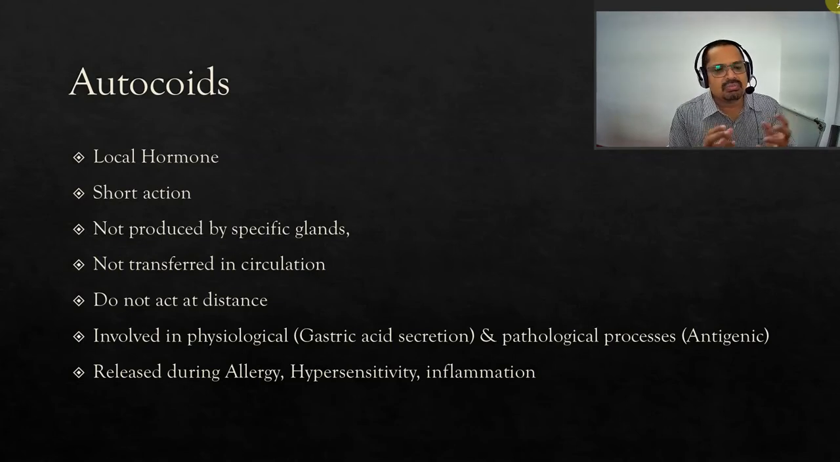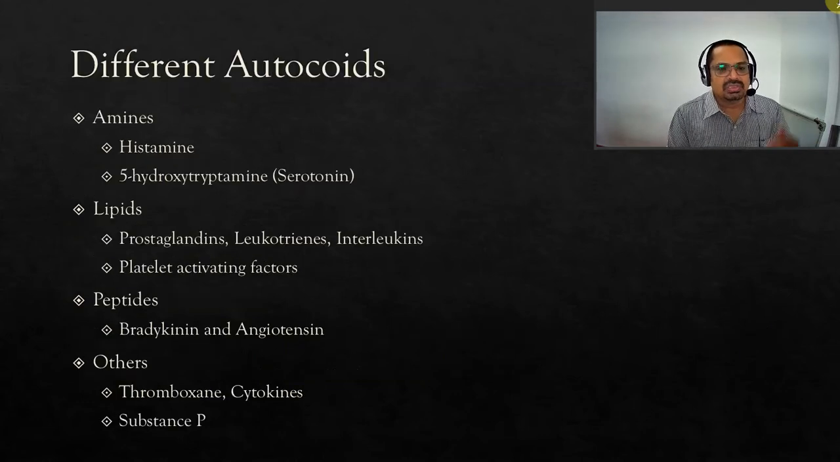So autocoids play a very important role in physiological processes as well as pathological processes, whereas hormones play a role only in physiological processes, not in pathological processes. This is the typical difference between an endocrine hormone and an autocoid. They are also released during allergy, hypersensitivity, inflammation, etc. So these are the different types of autocoids.